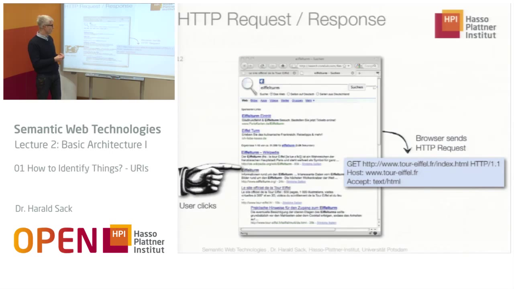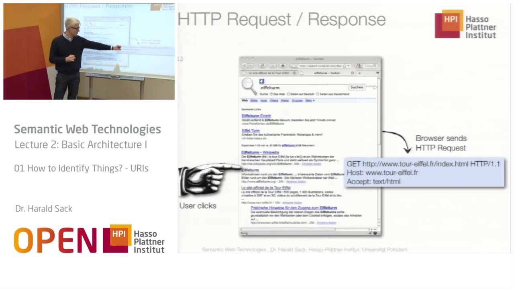So, if you want to access information about the Eiffel Tower, what you have to do is send a request. Your browser will send a request to the address of the Eiffel Tower on the web and tells the server or the host where the resource about the Eiffel Tower is located, what file should be retrieved, and which format should be accepted.